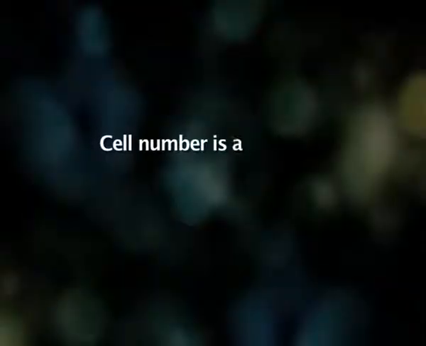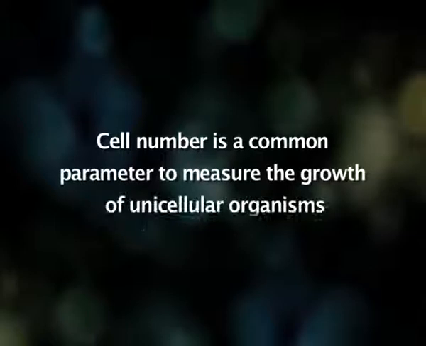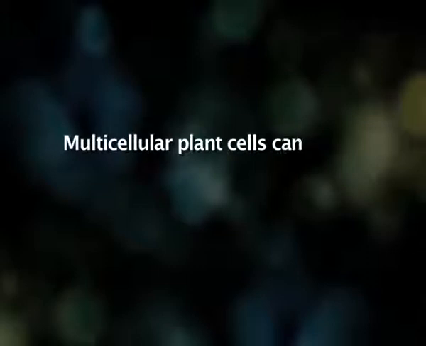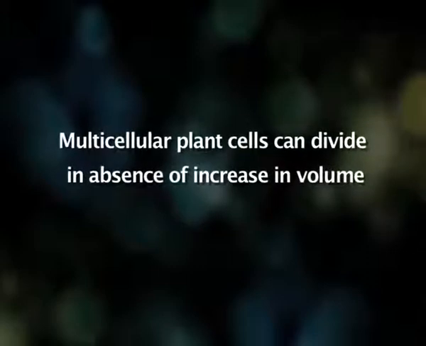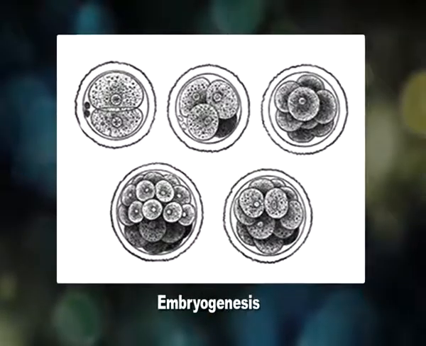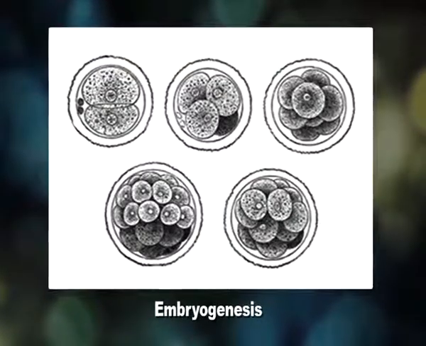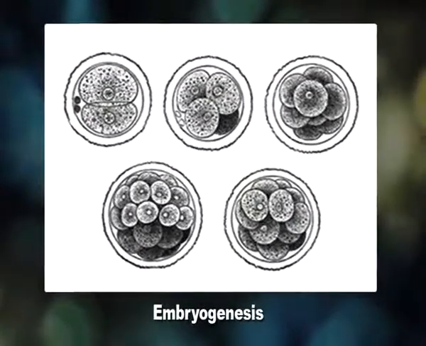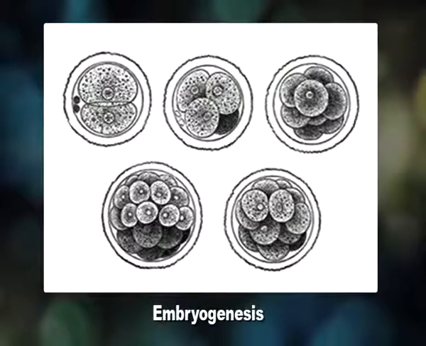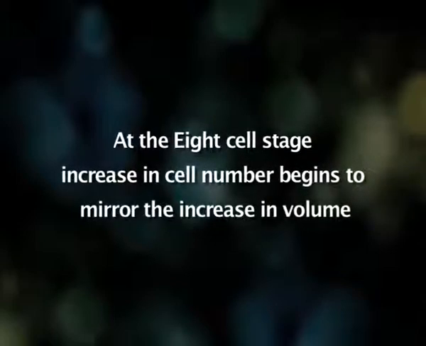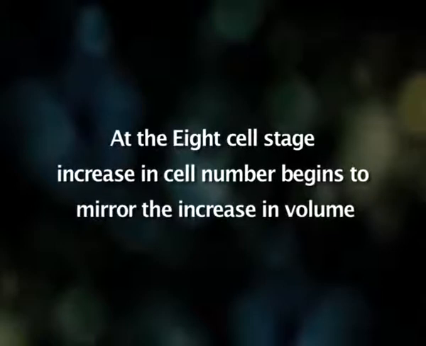Cell number is a common and convenient parameter to measure the growth of unicellular organisms. But in multicellular organisms, cells can divide in the absence of an increase in volume. For example, during the early stages of embryogenesis, the zygote subdivides into progressively smaller cells with no net increase in the size of the embryo. Only after it reaches the 8-cell stage does the increase in cell number begin to mirror the increase in volume.